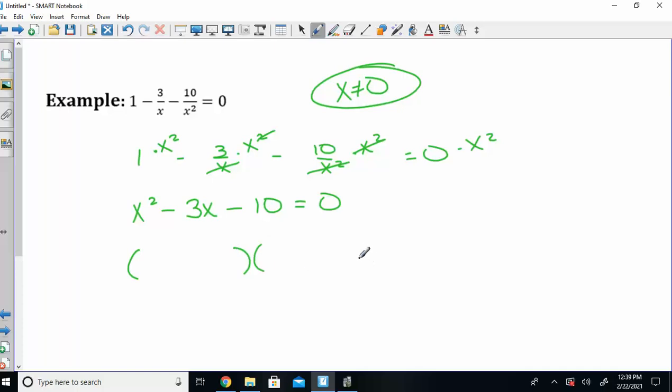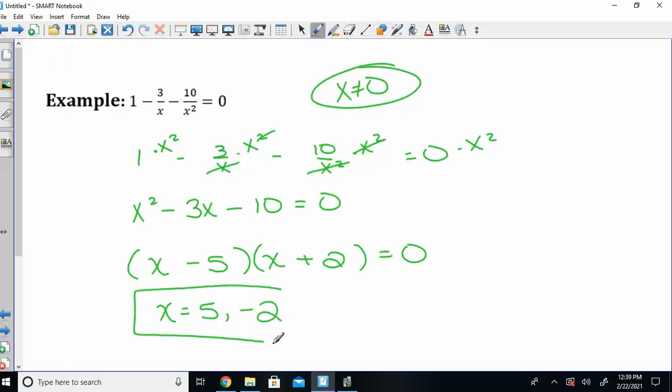Then we can do box method. What multiplies to -10 and adds to -3? 5, -5 and 2. So if you set those equal to 0, you get x equals 5 and -2. Are both of those answers okay? Yes. Any questions there?